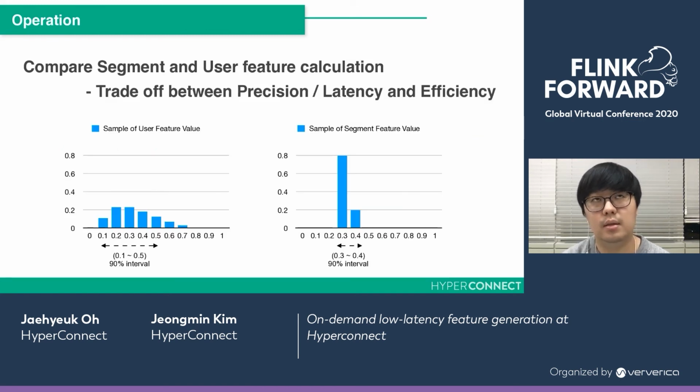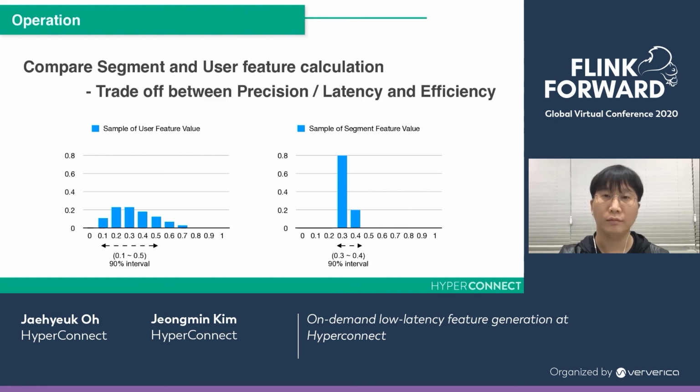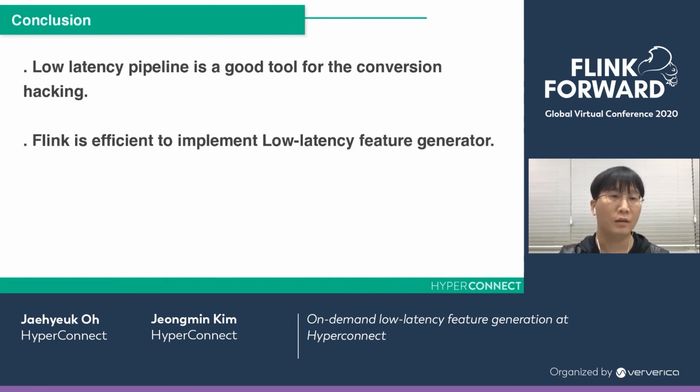And last is the trade-off between precision and efficiency. For example, we decided that resource efficiency is more important than segment feature value quality, such as precision and latency. The members and events of the segment are sufficiently large, so even though we sacrifice efficiency, the results tend to improve only marginally.